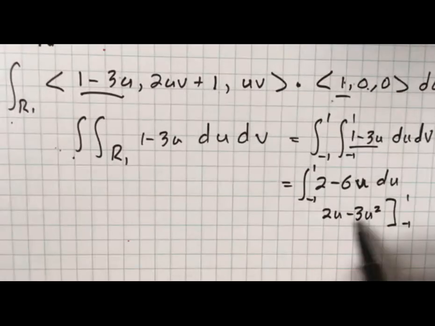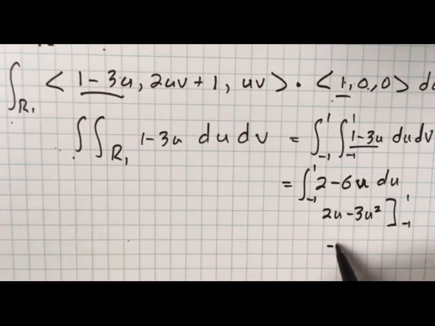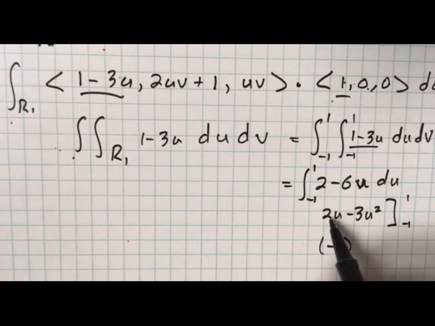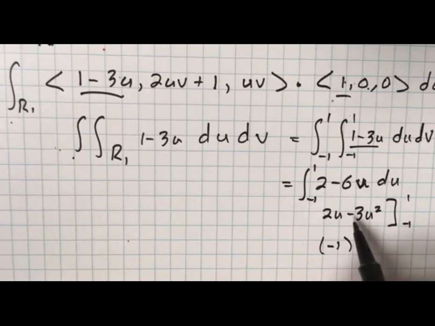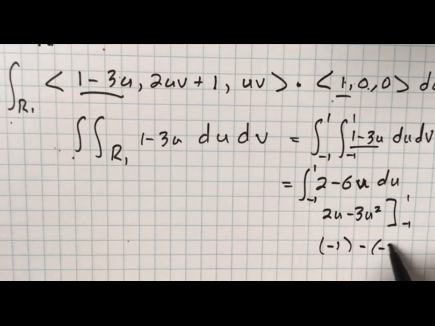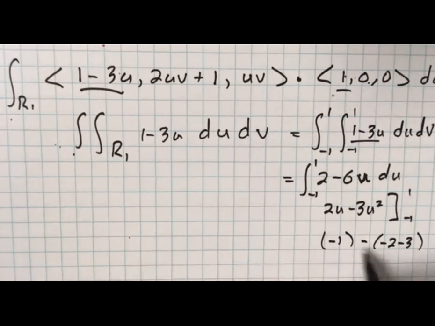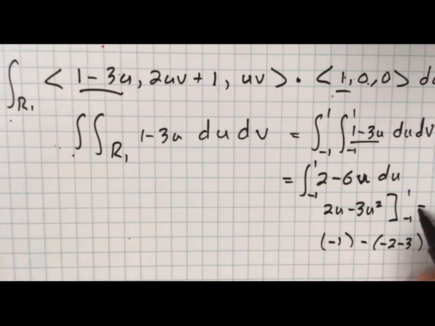What do I get? At 1, it's 2 minus 3, negative 1. When I plug in negative 1, I get negative 2 minus 3. Keep track of all my negative signs. Negative 1 plus 5 turns out to be 4.